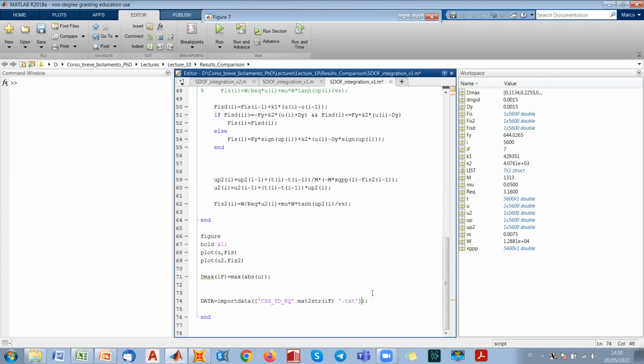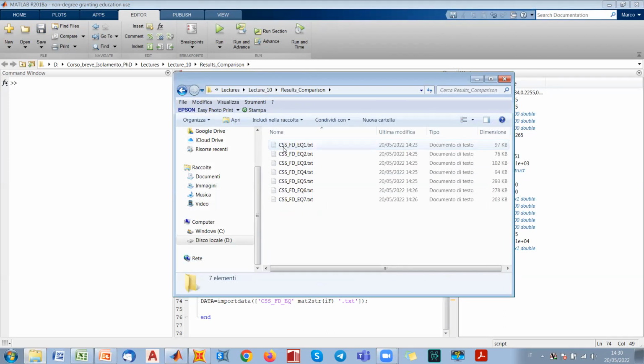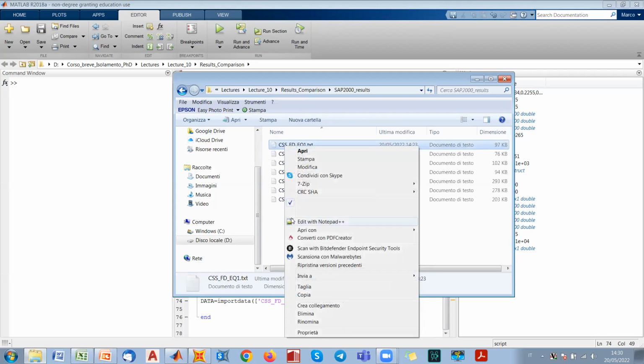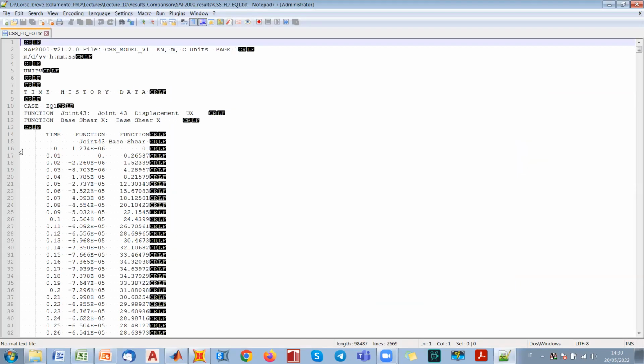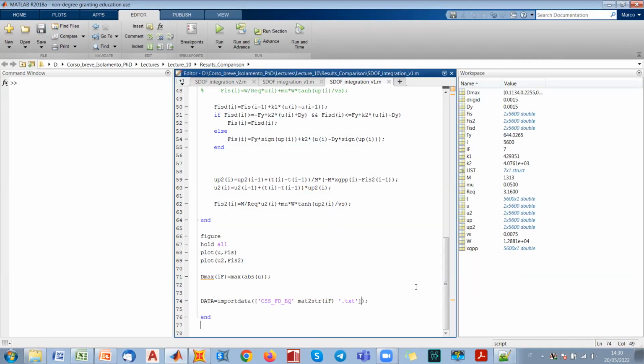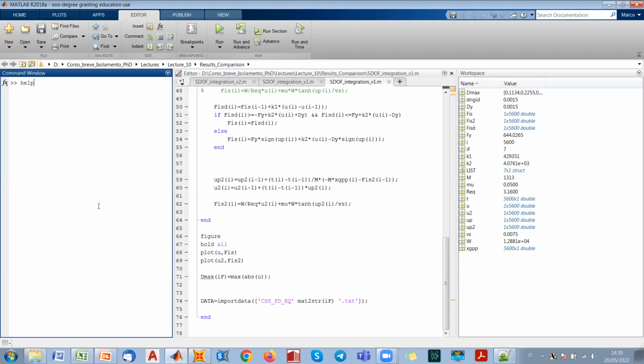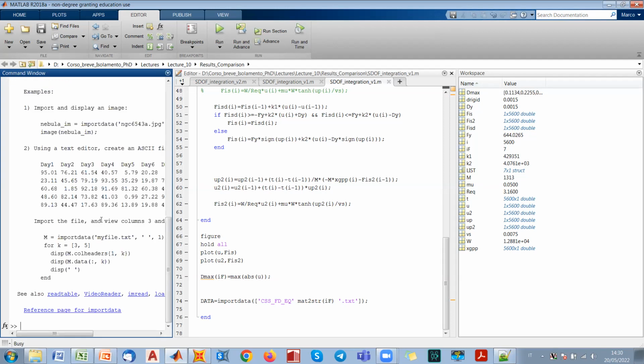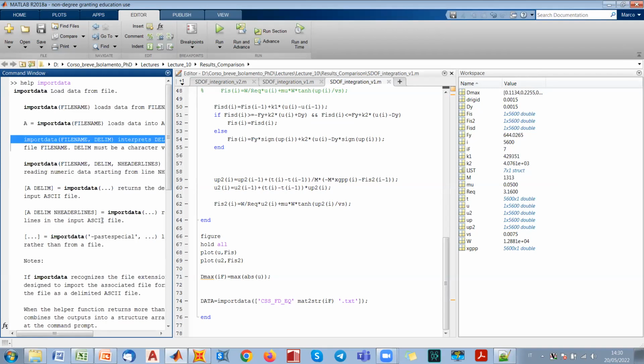txt files with no header. So since we have header, we have to go back to the definition of the files. We have to count actually the lines for the header, which are 15. And then we can also try to set the delimiter. So I think that if we go to the help import data, you see that the first information is the delimiter, and then the number of header lines.